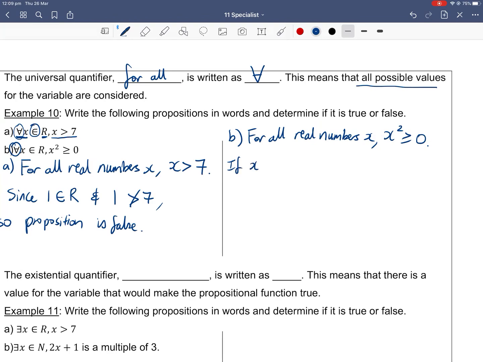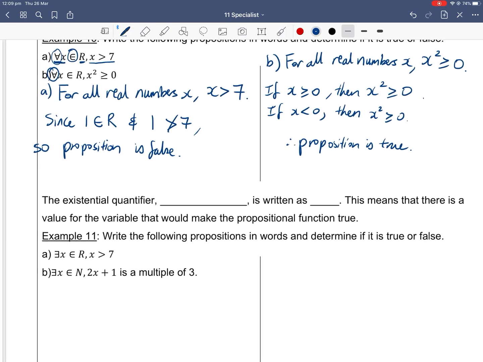So if x is positive or 0, then for sure x squared is positive or 0. If x was a negative number, then you know that negative times negative is positive. So x squared is also a positive number. So therefore, the proposition is true, because regardless of any x value you choose, the statement x squared is bigger than or equal to 0 always holds true.